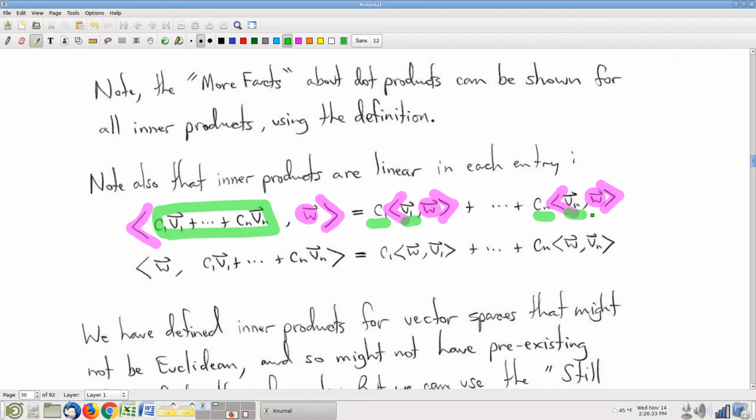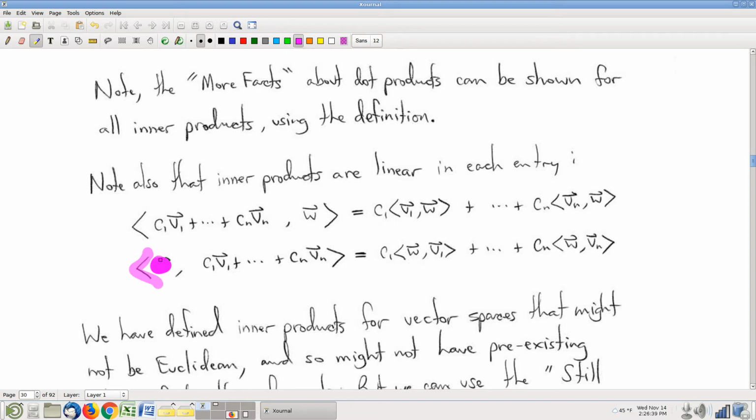Likewise, this is what we mean by linear in the right entry. The function in question is inner product with W. That's the function, and notice linear combination in, linear combination out. So the inner product is linear in the right entry as well. Does this work if they're both? No, one entry at a time. One entry at a time, yeah. So it's kind of like multilinearity in that sense.